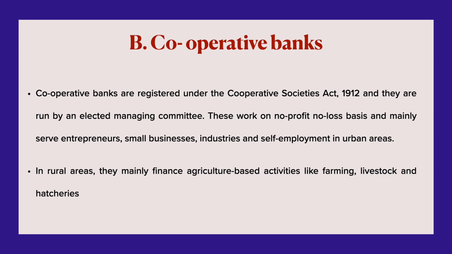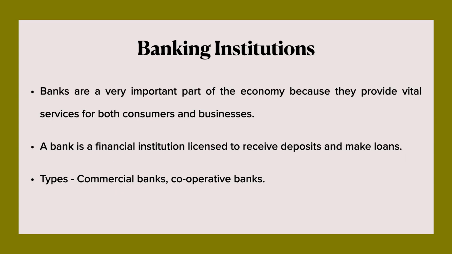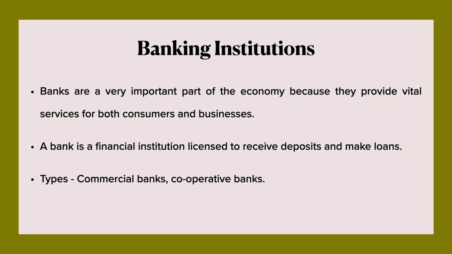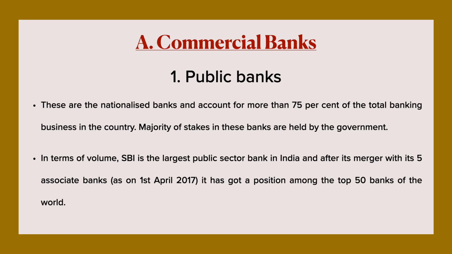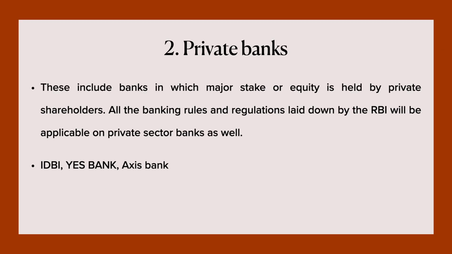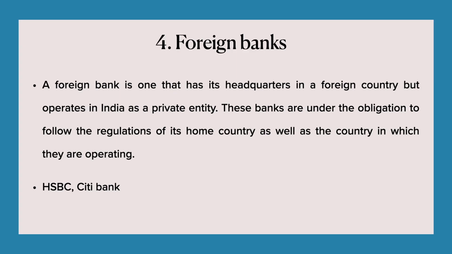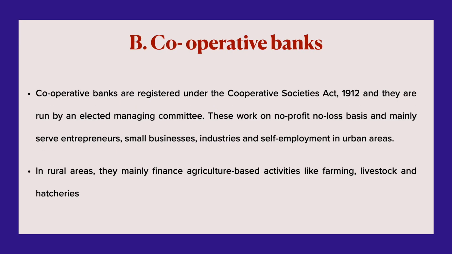Got it? So today we have learned about the classification of financial institutions. We have learned what is a banking institution, and the major objective is to accept deposits and lend loans. Under that we have 4 categories: public banks, private banks, regional rural banks, foreign banks. The second part is cooperative banks.